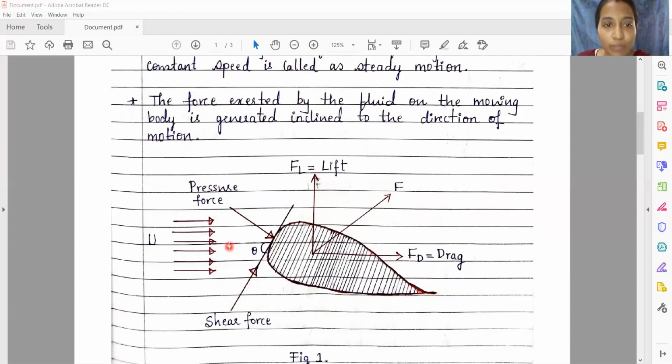We can compare this object with the example of the aeroplane. The aeroplane will start moving some distance, and that is what is called drag. When it starts lifting up, that we call the lift force.